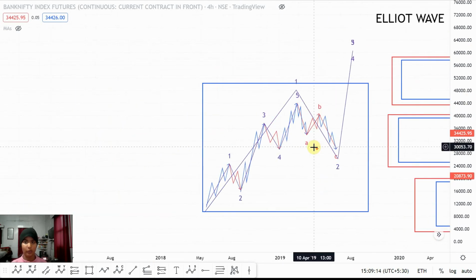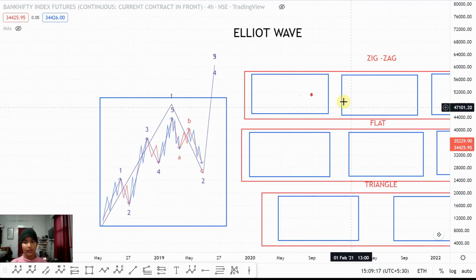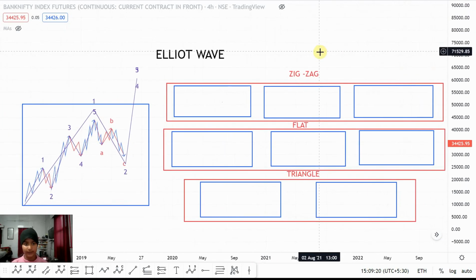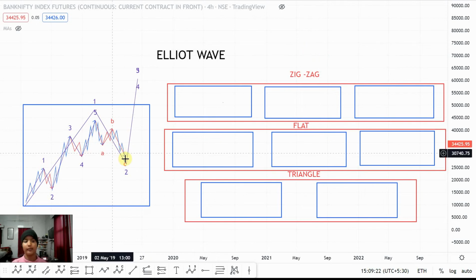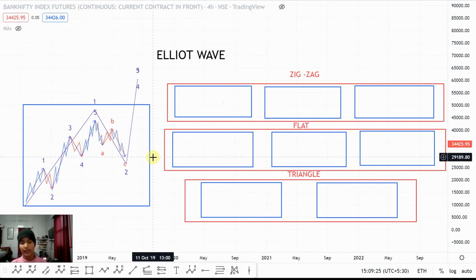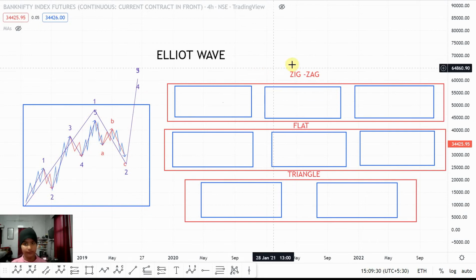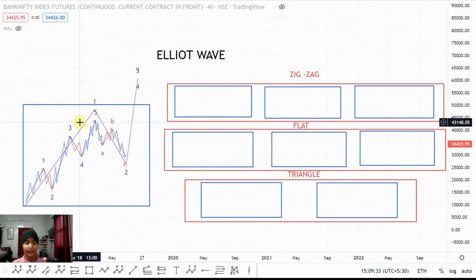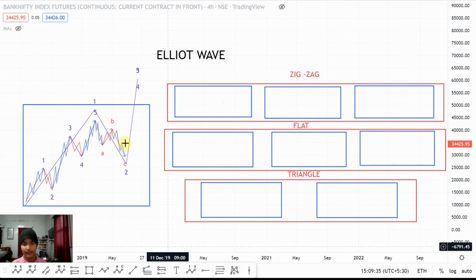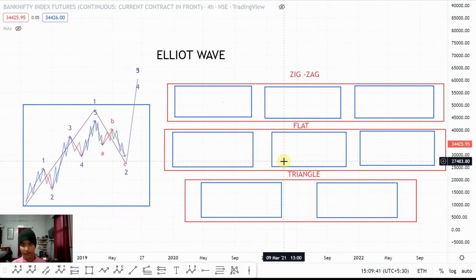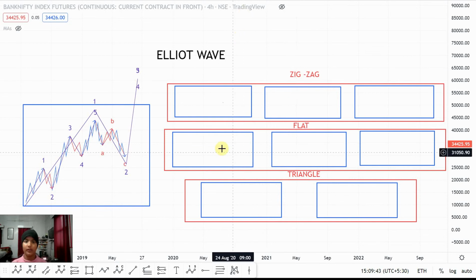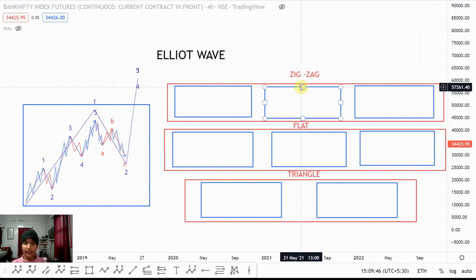Now let's come to our corrective structures. Corrective structures are found in our second wave and fourth wave. Our impulse has an impulse, a correction, and an impulse, which is 3 impulses and 2 corrections. So the corrections which I am going to discuss today are zigzag, flat and triangle.